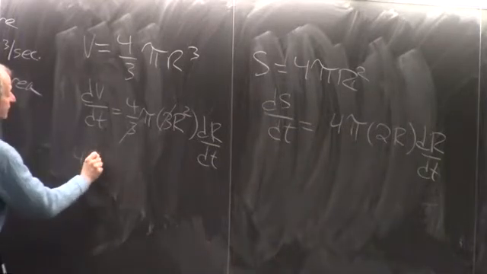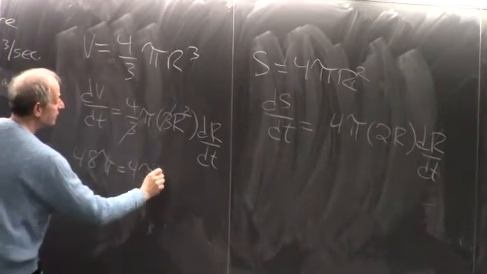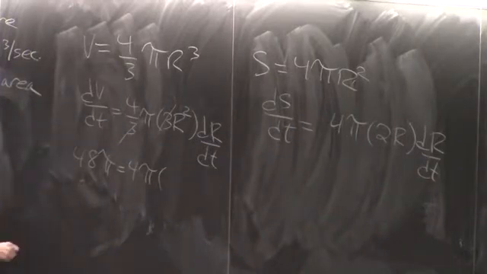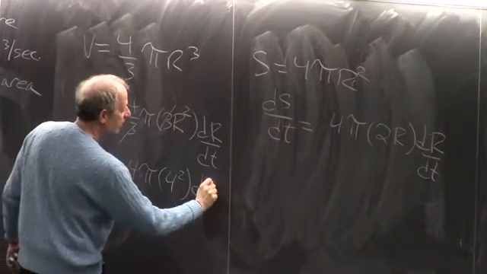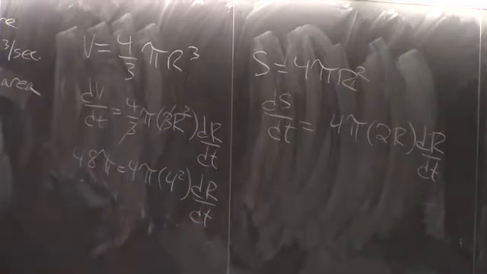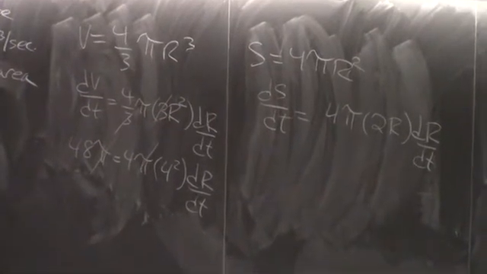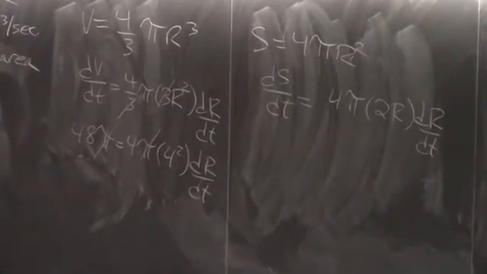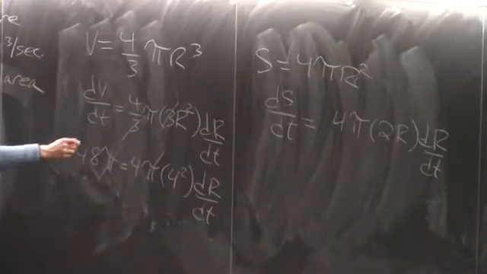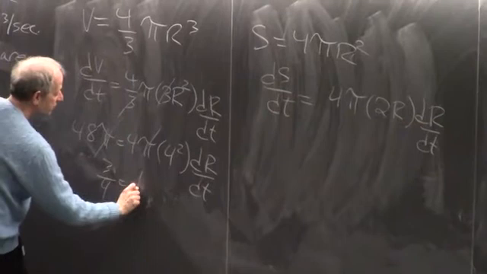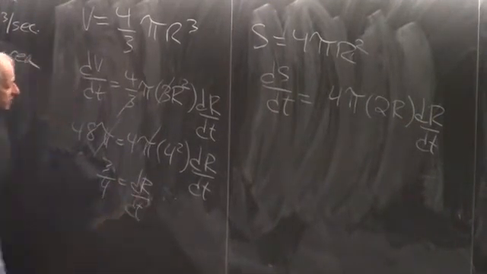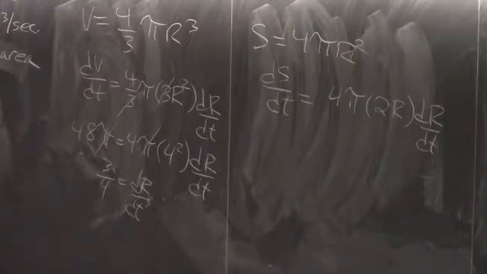So 48 pi is 4 pi times 4 squared dr/dt. Pi's cancel, that's why I put 48 pi, to make your life easier. So you simplify this and you get 3/4 is dr/dt. So far so good. This is when simplifying is helpful. You could write 48/64, it'll work, it's just messy.